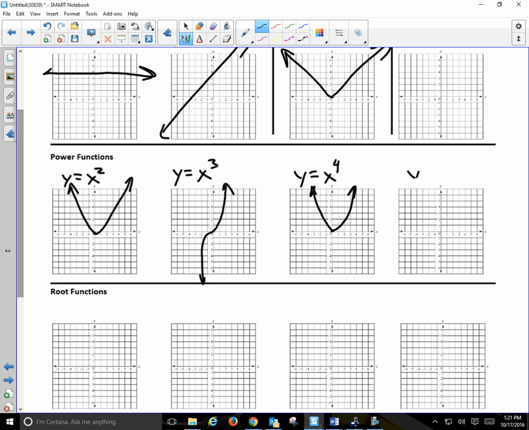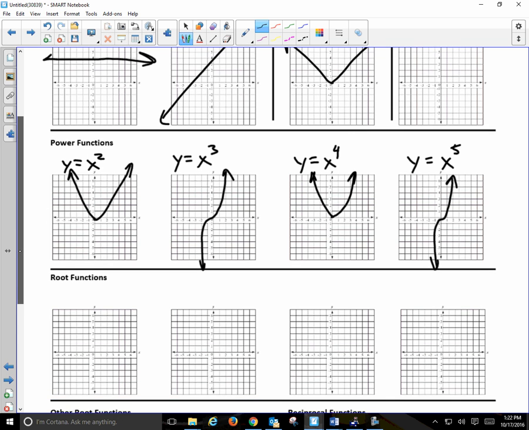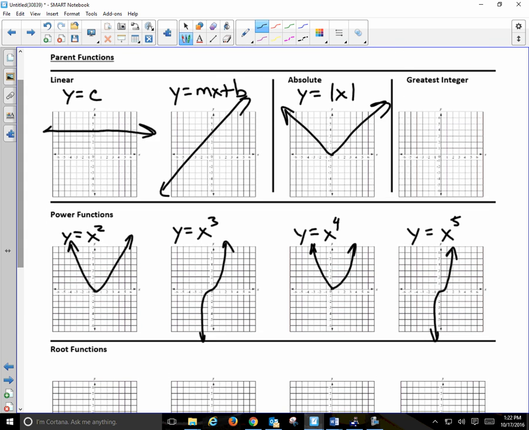I'd show you something cool with that, but we really don't have time for that. So y is equal to x to the fifth. It's going to look like x to the third, just, again, more narrow, steeper. So nothing too surprising yet, right?